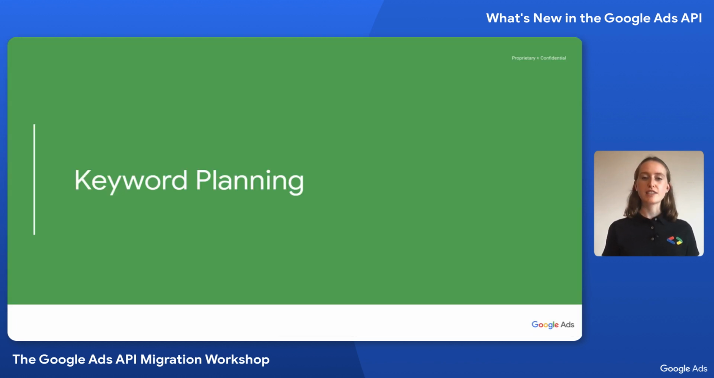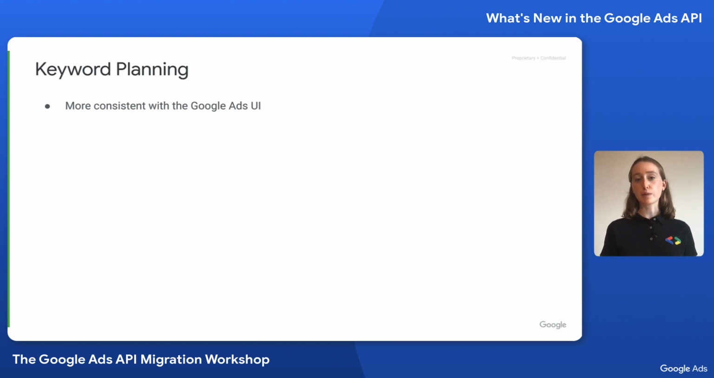Okay, now on to keyword planning. This isn't new in the Google Ads API, but there are some improvements I'd like to call out. The first is that the keyword planning service is now more consistent with the Google Ads UI. The most obvious manifestation of this is in the naming.